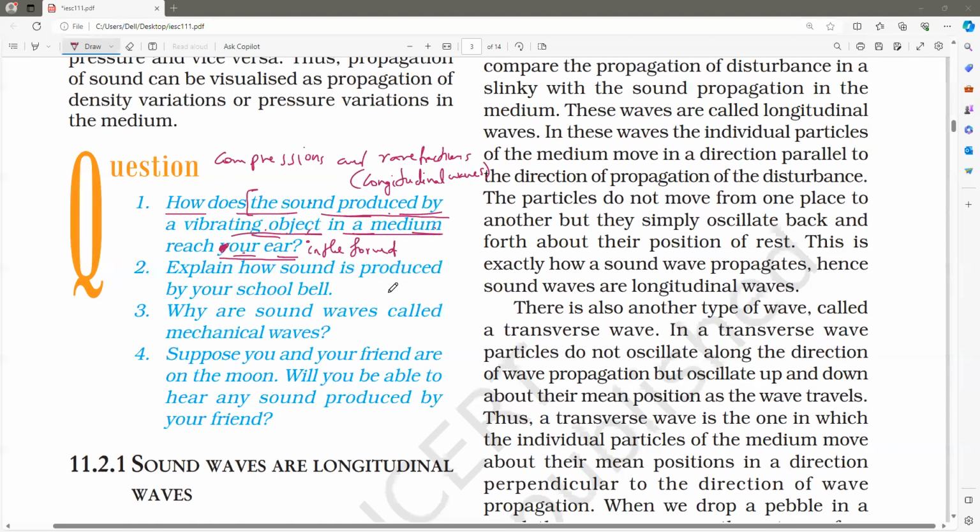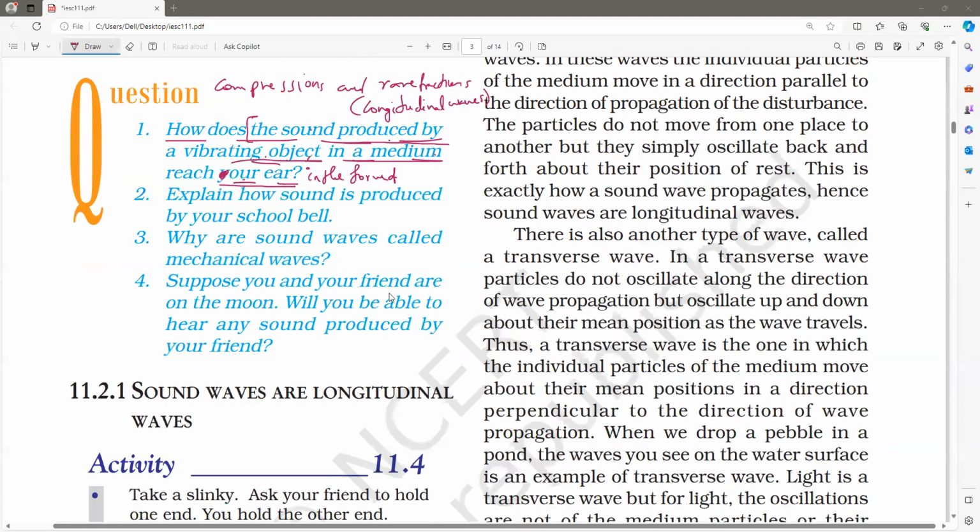Next, second question. Explain how sound is produced by your school bell. Are they asking about the mechanism? Yes, you have to write the mechanism. So the school bell consists of what? Basically an electromagnet, which in 8th class you will all study. There is a metal piece, which we call a gong.